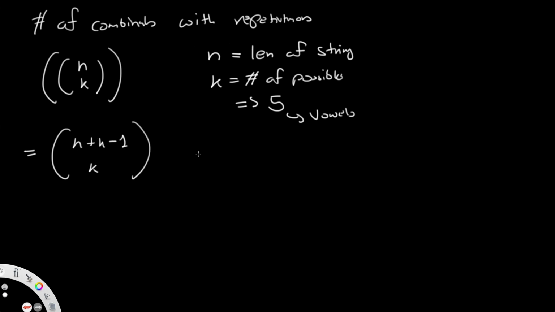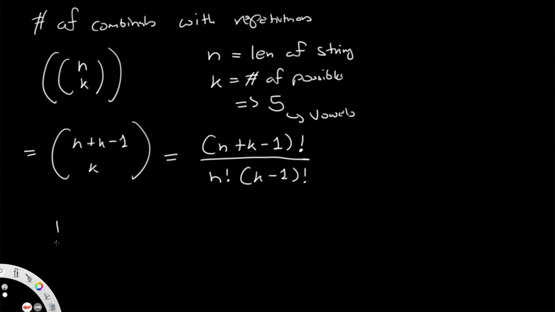Now, how exactly do we write this in a way which is easy for us to compute? So basically, when you write this, you're going to have n plus k minus 1 factorial divided by n factorial multiplied by the k value minus 1 factorial.